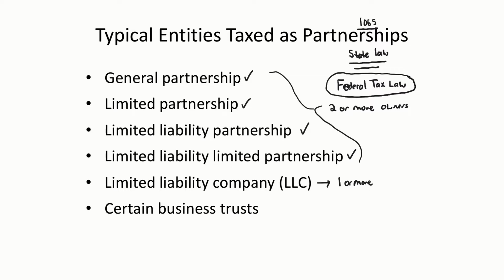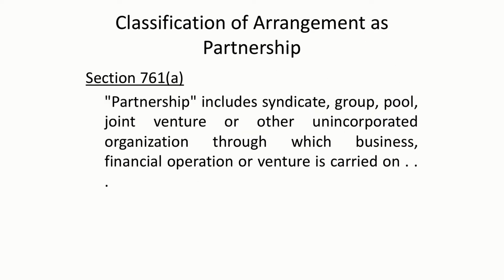Okay? So LLC, limited liability company, again, 1 or more owners, and certain business trusts under federal tax law automatically default are going to be viewed as a partnership. So keep that in mind as well. So here is that broad language I mentioned.